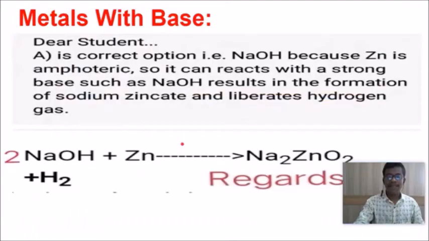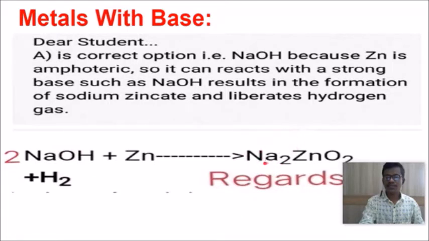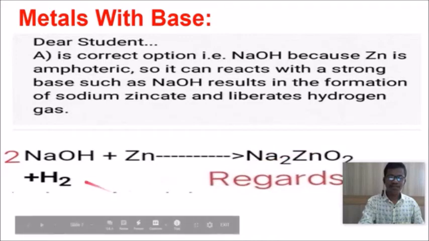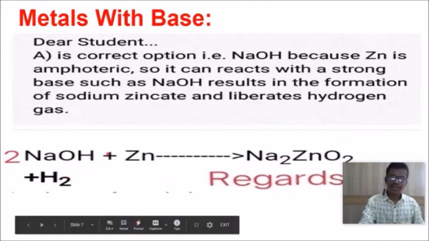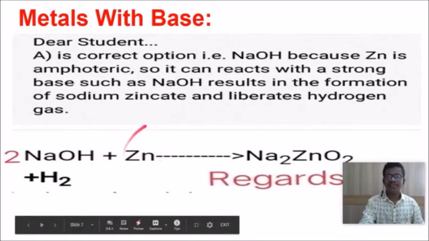And if you see the second point, metals also react with bases. The great example: I am taking a metal, that is zinc, reacting with a base, that is sodium hydroxide. If we observe the reaction between zinc metal and sodium hydroxide base, there is a generation of salt. That salt is sodium zincate, with liberation of hydrogen gas. So if you take acid or base, when they react with the metal, there is a generation of salt and hydrogen gas.